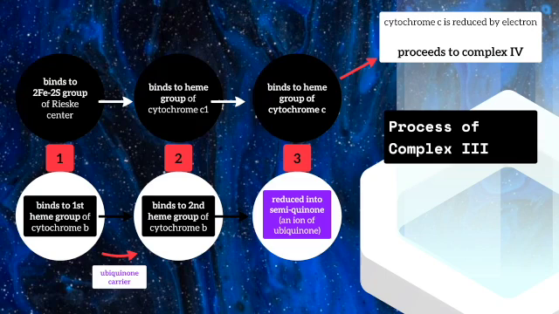The path of the second electron is a little different. It first binds to the heme group of cytochrome B, and then is carried by a ubiquinone carrier to the second heme group of cytochrome B. Remember, in the structure, we mentioned that cytochrome B contains 2 heme groups. Then, this electron is reduced into semiquinone, which is an ion of ubiquinone.